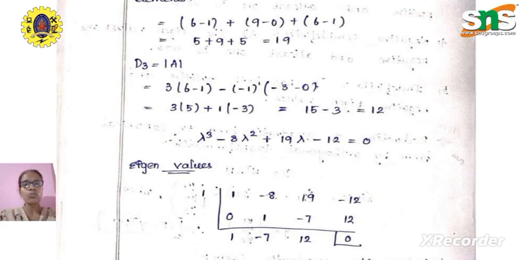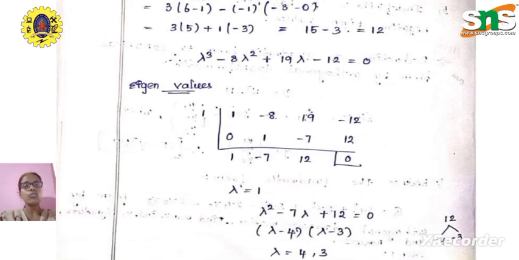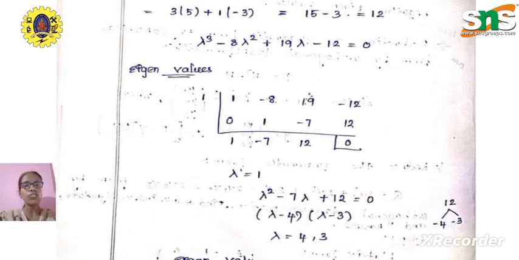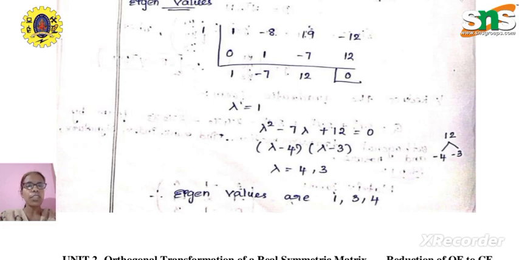Next thing is, we need to find the eigenvalues. Either you can use the calculator or you can do it manually. Manually means using synthetic division, or finding the roots, which are 1, 3, 4. Use the calculator or do it manually. So finally we are going to get the eigenvalues 1, 3, 4.